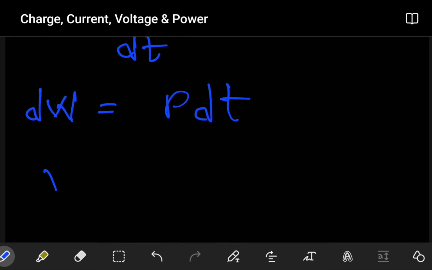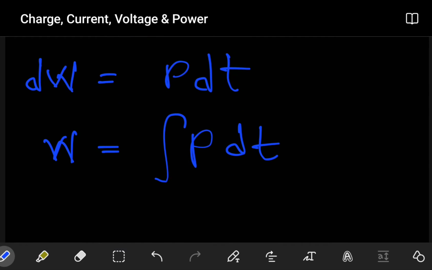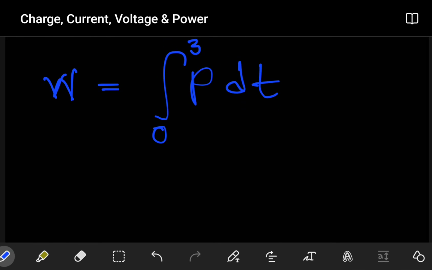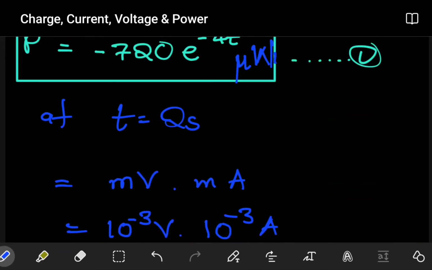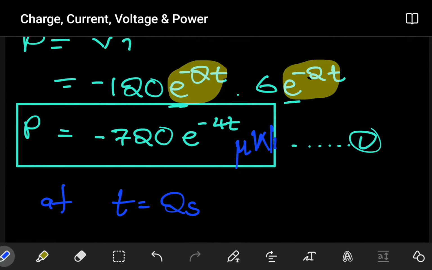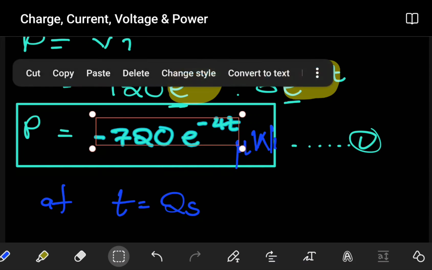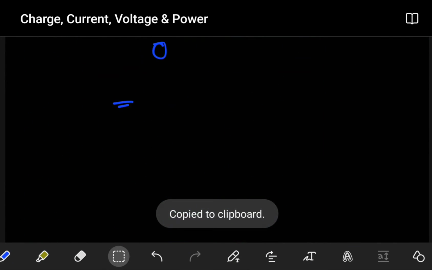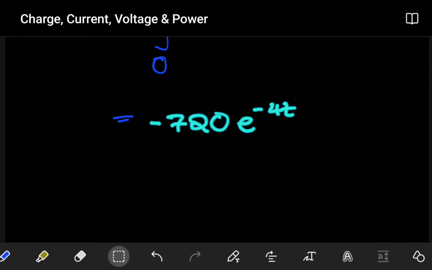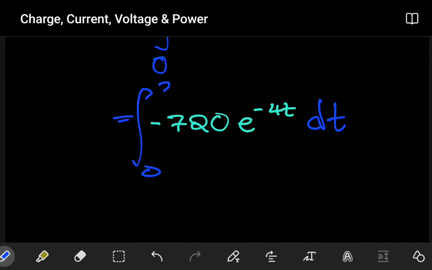And from here, we can easily integrate both sides. We'll end up with the integral of the power with respect to time. And in this case, they're saying in 3 seconds, so we're changing from 0 to 3 seconds. So let's see how it goes. The expression for power, remember equation 1? That was an expression for power for this particular circuit. We were given the function of voltage, the function of current, so we ended up with something like this. So let's get this now and substitute it in our expression for the energy absorbed. So this is our power. We're integrating this with respect to dt, so this is changing from 0 to 3 seconds.